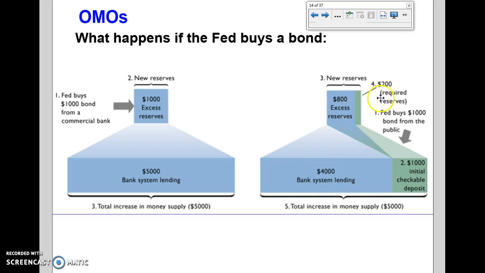But the $1,000 bond also counts. So in this case, even though only $4,000 is added, the total increase in the money supply is still $5,000. And notice that the initial $1,000 counts here because when the Fed buys a bond, this is money that they have created. This is money that did not exist before, that the Fed is now adding to M1. So it's brand new money. It's not coming from anywhere else.